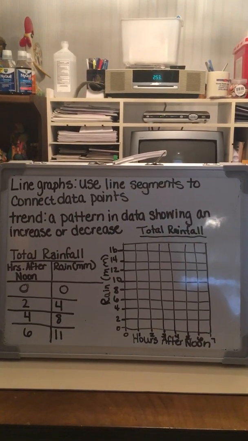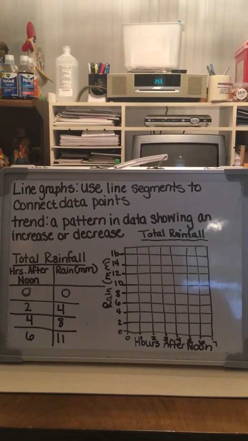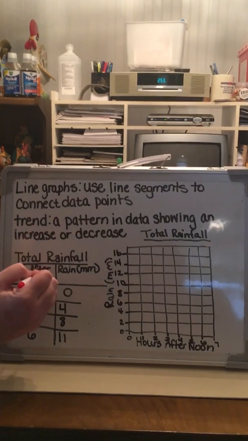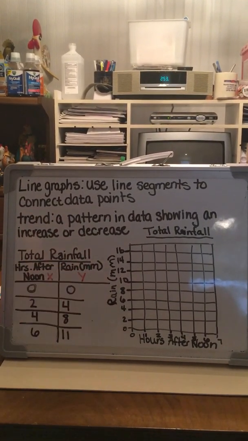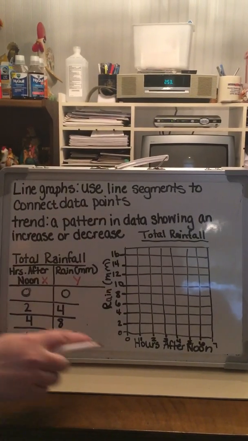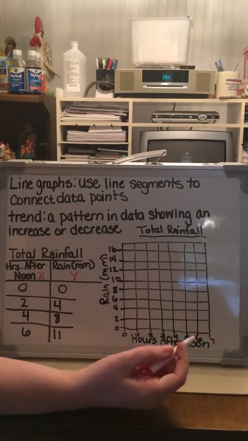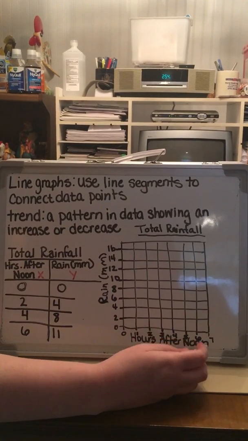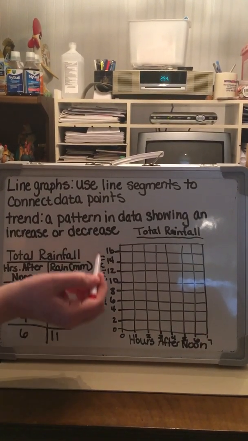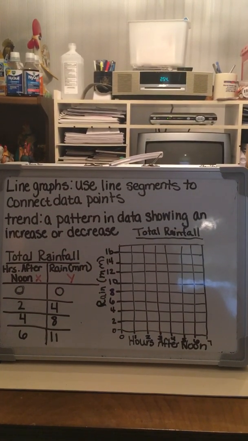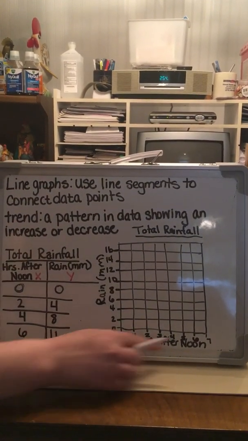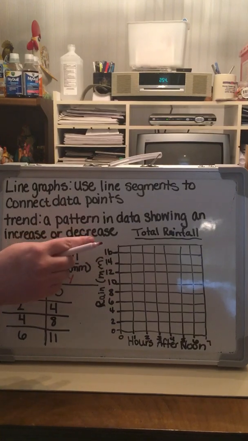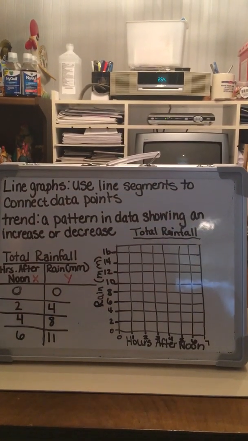And we're going to do it very much like coordinate graphing. We're going to be graphing coordinate pairs. These are going to be our ones on the x-axis, and these are going to be our ones on the y. If you look over here, you can see I've already labeled it. My x-axis is hours afternoon, and my y-axis is rain in millimeters. I've also given it a title. All line graphs need to have their x-axis labeled, their y-axis labeled, and a title.